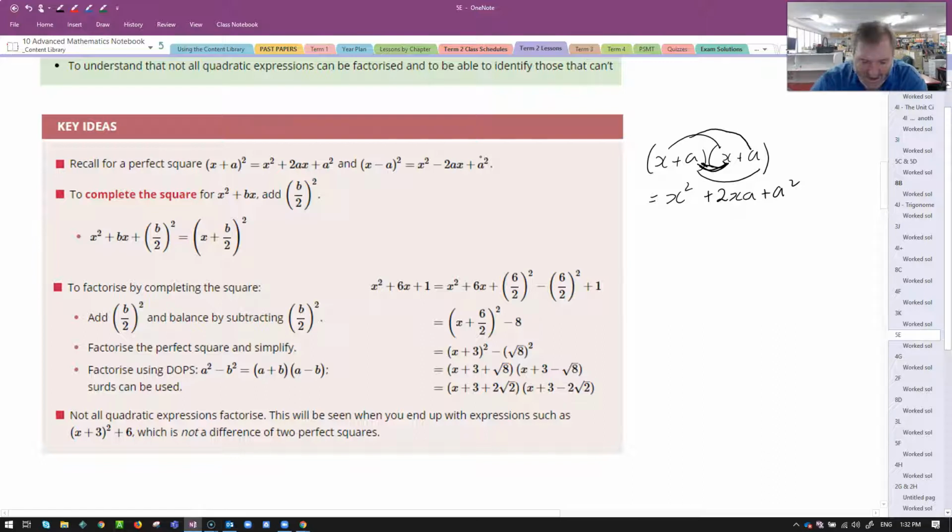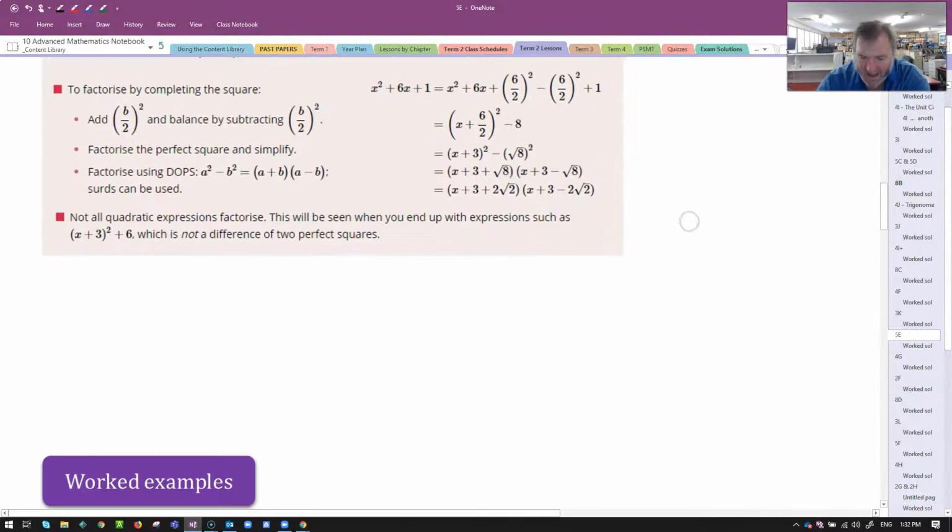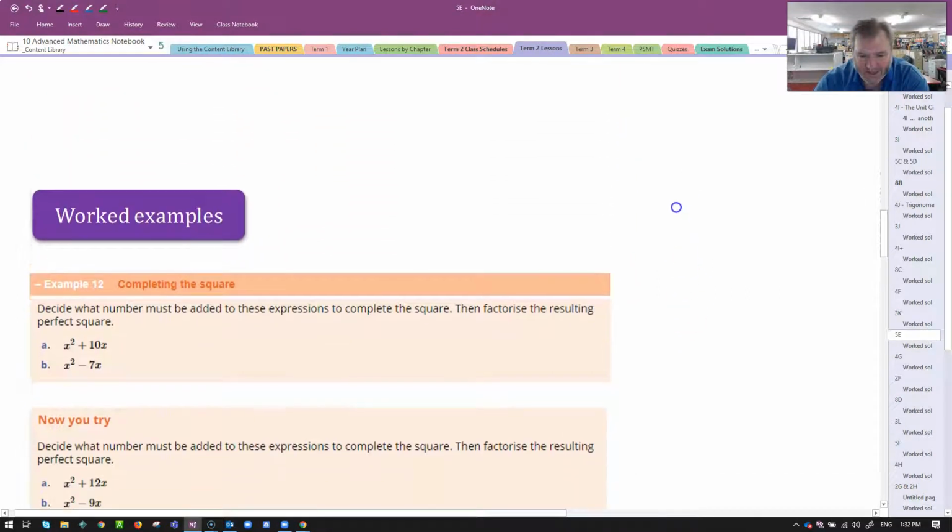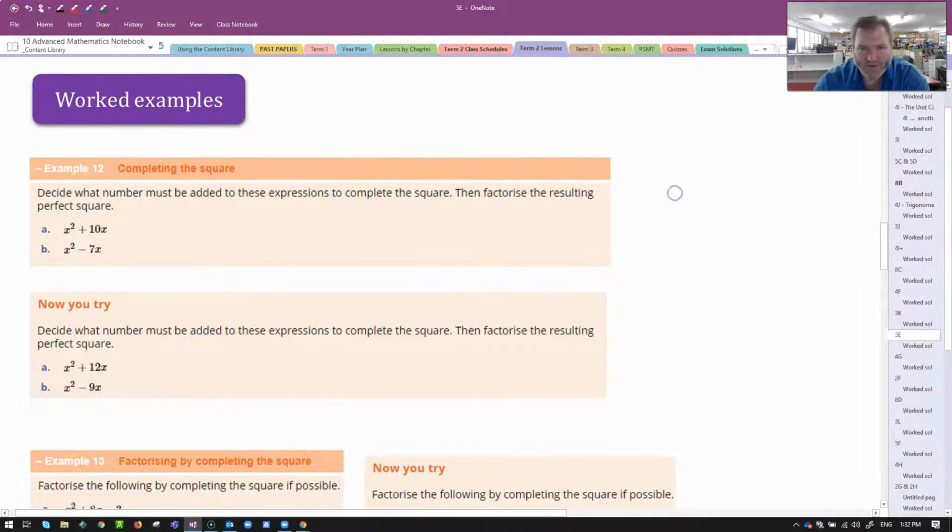Let's go ahead. They tell you a method here where you just decide what to add on. I'm not a big fan, as you would know, of just doing something because someone says you should. I want you to understand why you should be doing it. So we'll start with these examples and we'll see how we go. Here we've got decide what number must be added to these expressions to complete the square. So we want to make a perfect square.